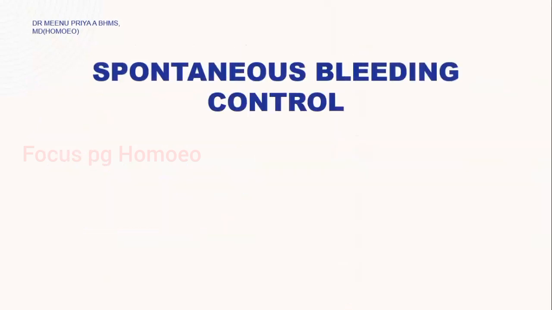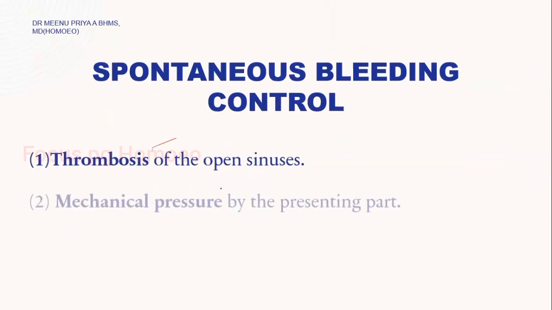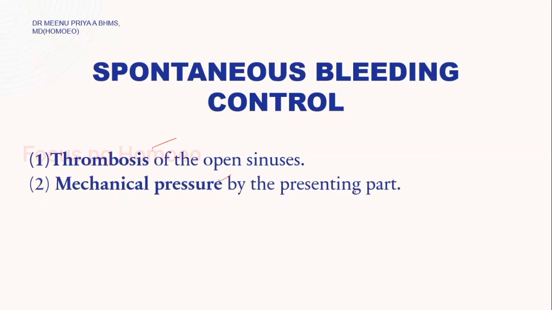Now, spontaneous bleeding control. Usually, spontaneous bleeding control is caused by thrombosis of the open sinuses, mechanical pressure by the presenting part, which is already there in the lower uterine segment, and placental infarction. Because of improper nutrition, as we saw earlier, the placental infarction occurs.